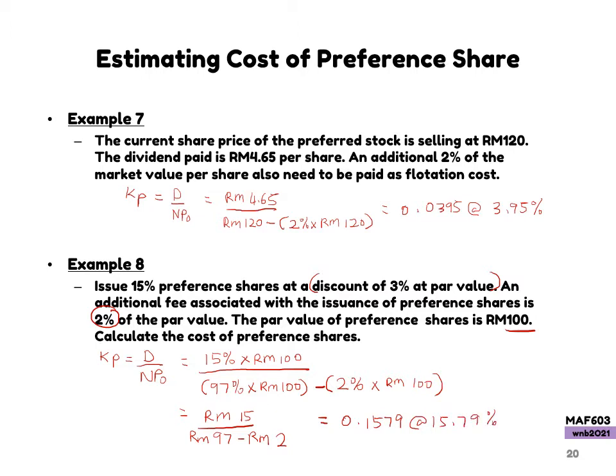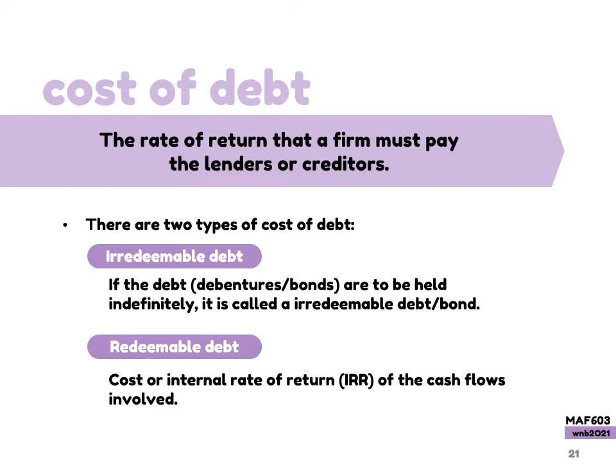So here the important things for KP, the calculation of KP, is that you need to always remember that dividend is based on par value, not the market value of shares. Next, we move to the cost of debt. It is the rate of return that a firm must pay to the lenders or creditors. This is the minimum required rate of return required by the lenders or creditors when they agreed to lend us some money.